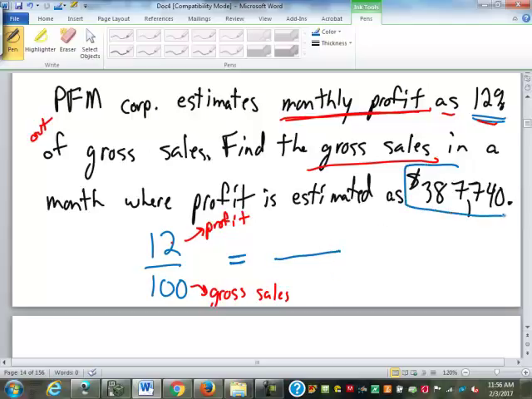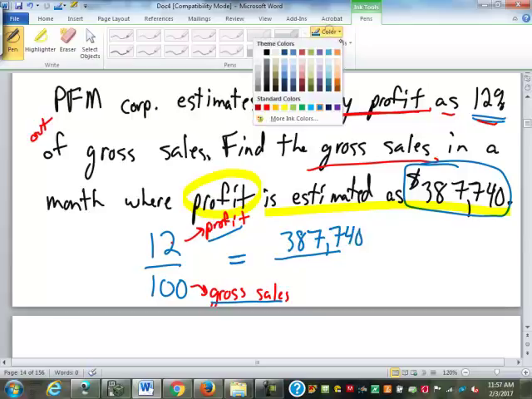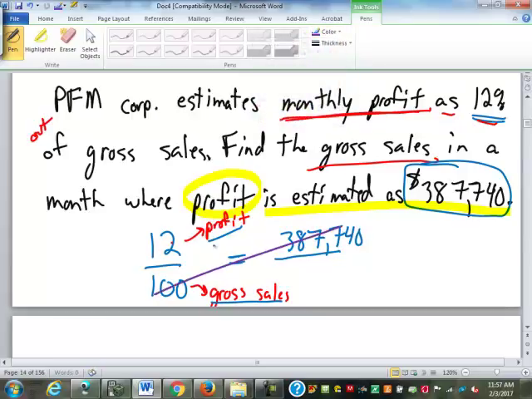We have 387,740. Does that represent profit or gross sales? Profit is estimated as 387,000. That represents our profit. So now we solve this, cross multiply and divide. 100 times 387,740 divided by 12.